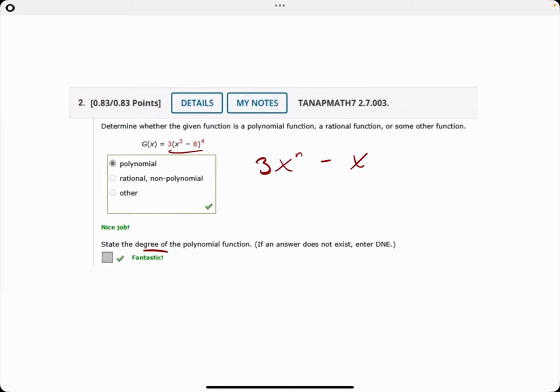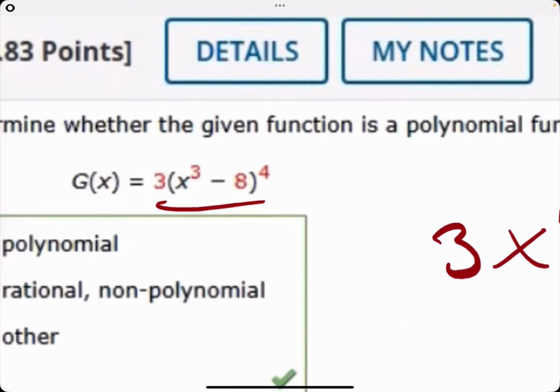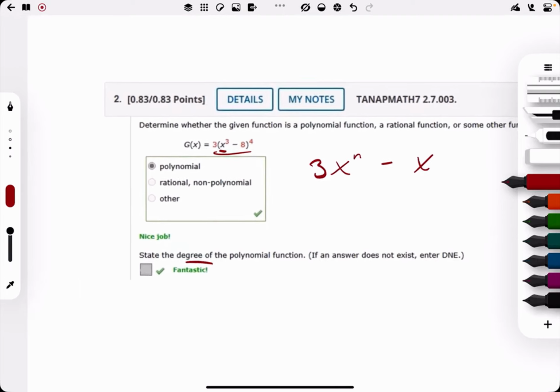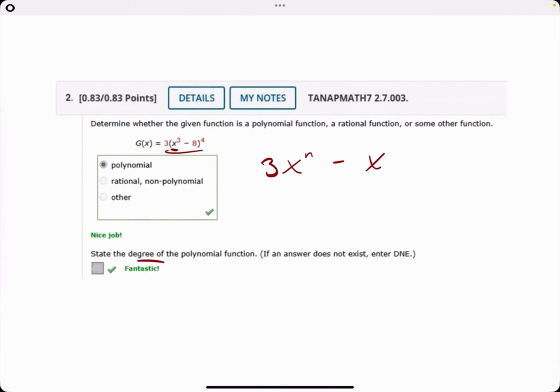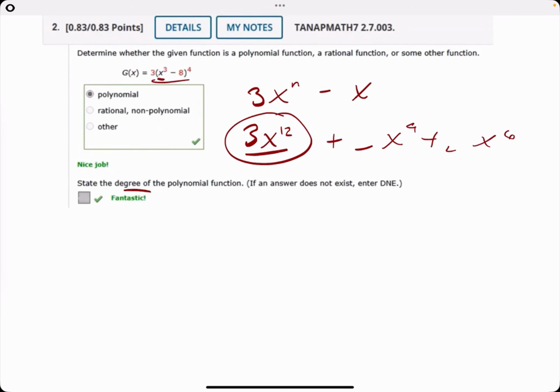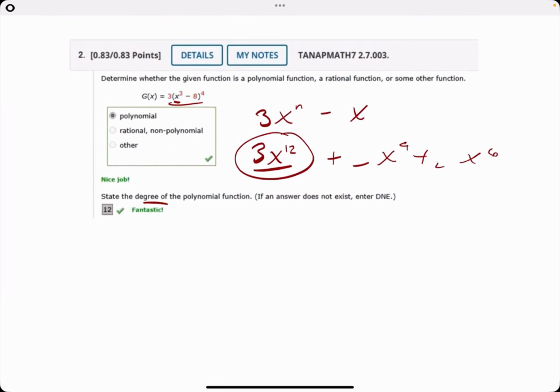So the degree is basically what we would get for the highest exponent if we did expand this out. So you'd have to think about x cubed to the fourth. So x cubed to the fourth, we've talked about before with exponent rules. We multiply those exponents, so we get x to the 12th. And then the whole term itself would be 3x to the 12th. And then from there, there's probably some plus something x to the 9th, or x to the 6th, or whatever from there. So that's why it's polynomial. So 12 is our degree, just the highest exponent you'd get from those terms.